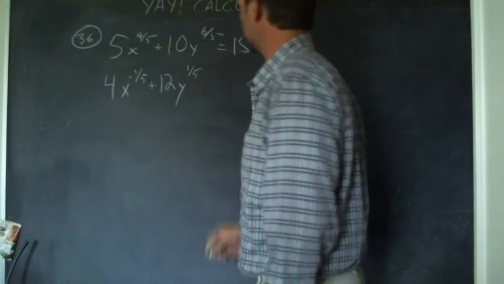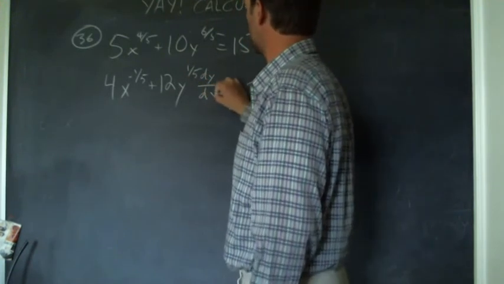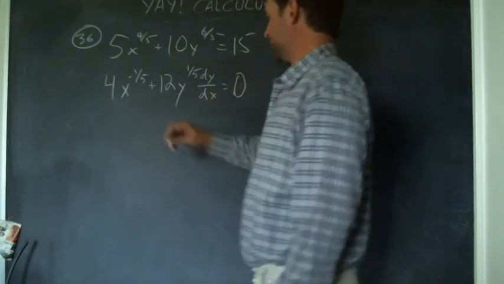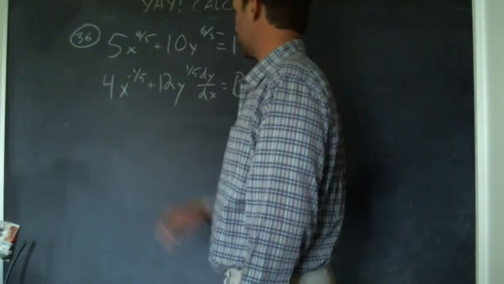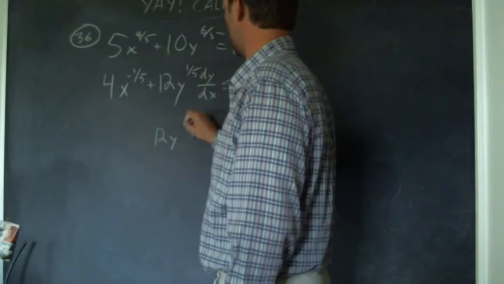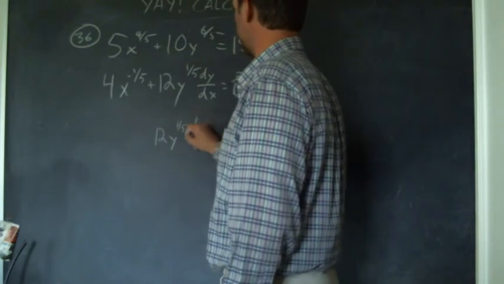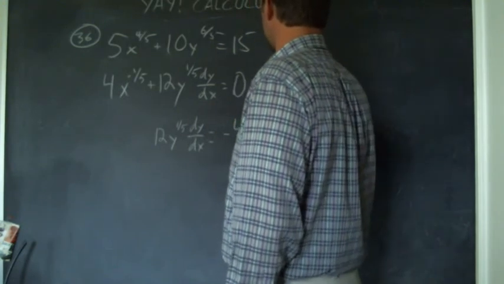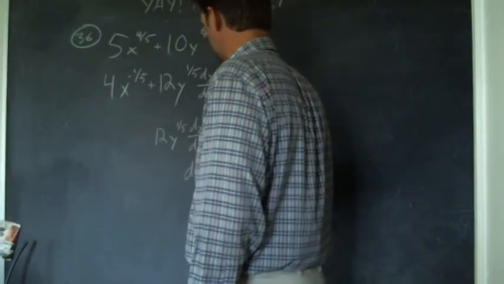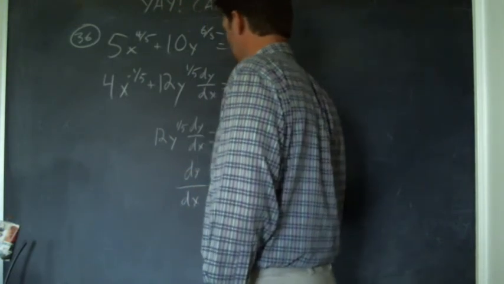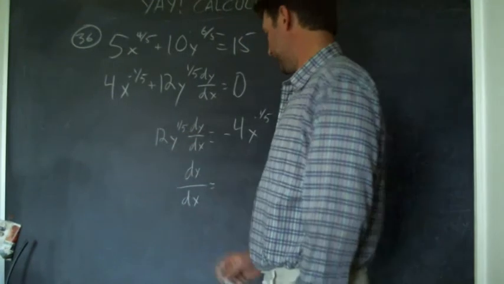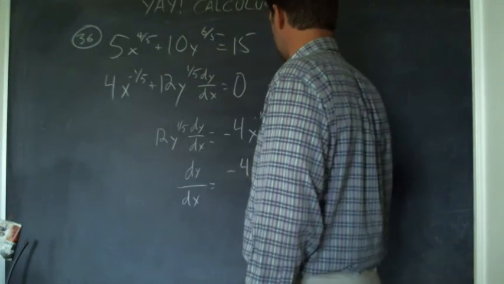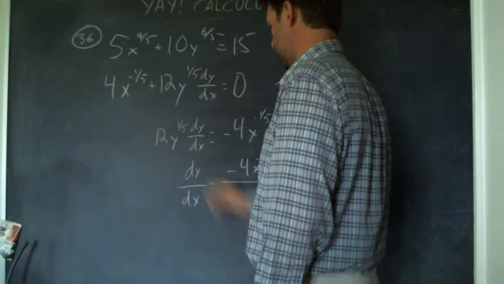We still have dy dx equal to 0. So now, subtract this off. So 12y to the 1/5 dy dx equals negative 4x to the negative 1/5. Now this is multiplied, so we need to divide. So that's going to be negative 4x to the negative 1/5 divided by 12y to the 1/5.